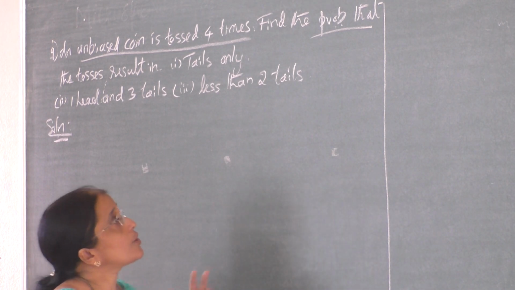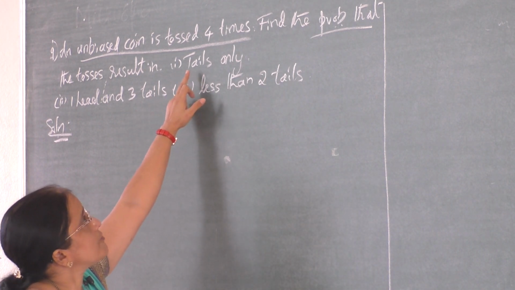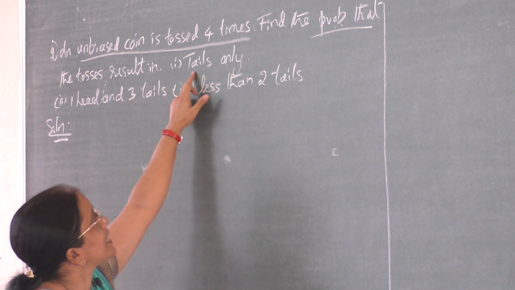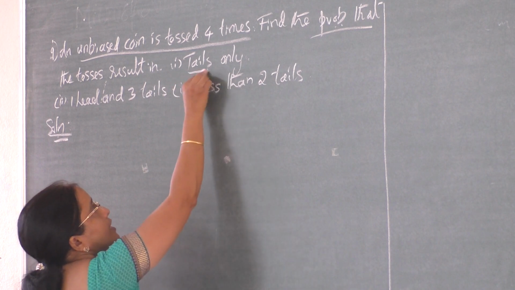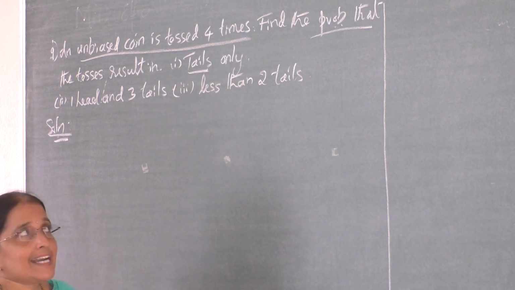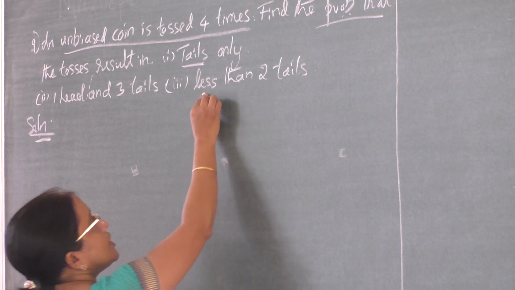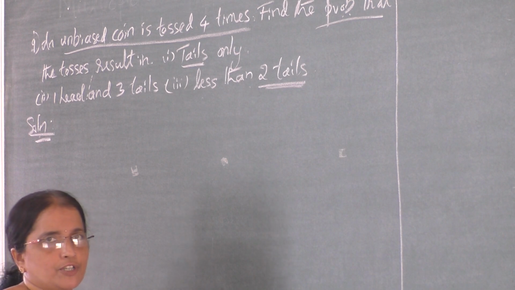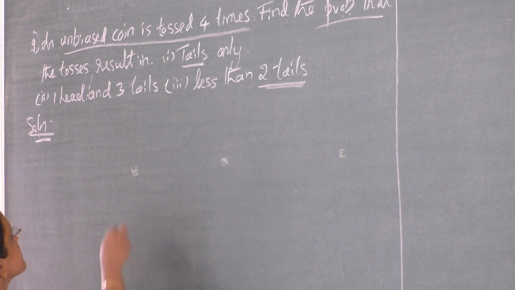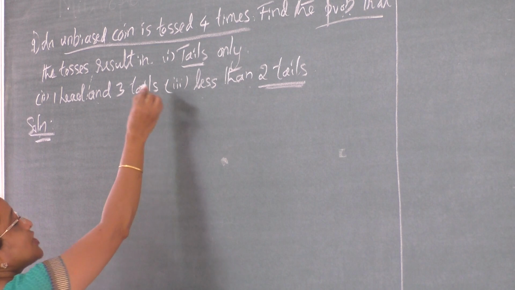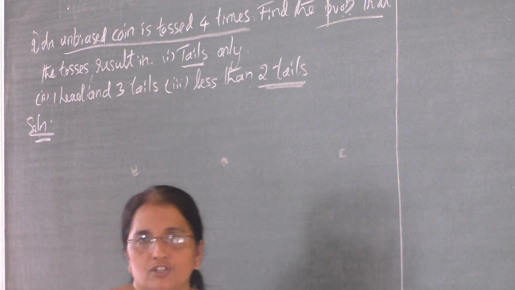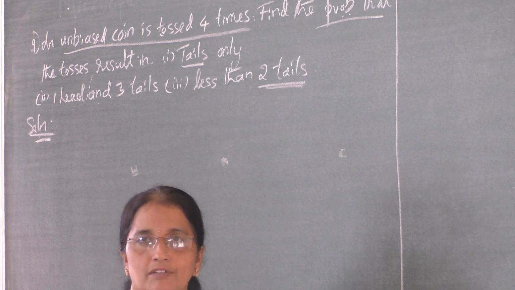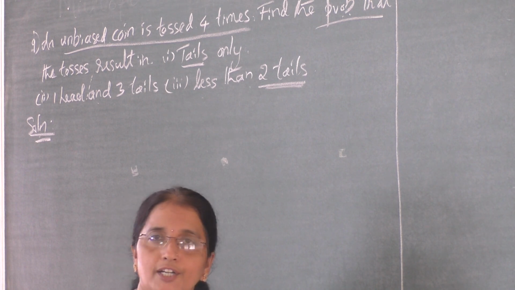Now for that, look at the sub questions here. The first question is to find the probability that the tosses result in tails only. You can observe the word tails. We have to deal with the tails. Similarly, in the third question, less than 2 tails. Once again the same outcome. But look at the second question, 1 head and 3 tails. Both outcomes are mentioned there, head or tail. So here we have to decide which one to consider, either head or tail.